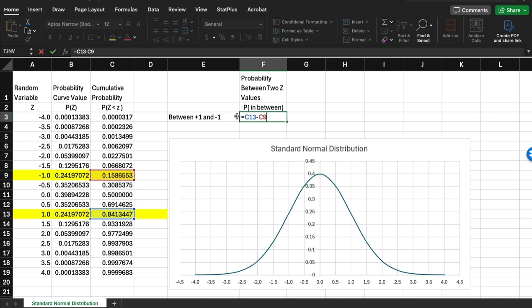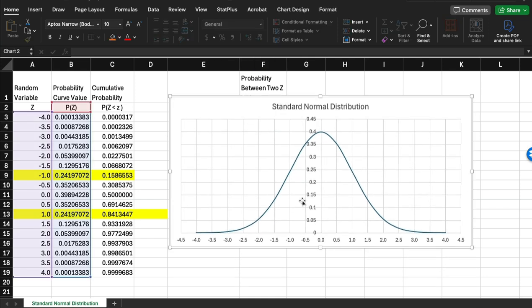Okay, so we're subtracting the two cumulative probabilities that occurred at the two values that we're interested in, the area between. And when I hit enter there, that's 68.27, basically 68.3. So 68.3% of all values on a normal distribution are going to fall within 1 standard deviation of the mean. So those are just areas under the curve.